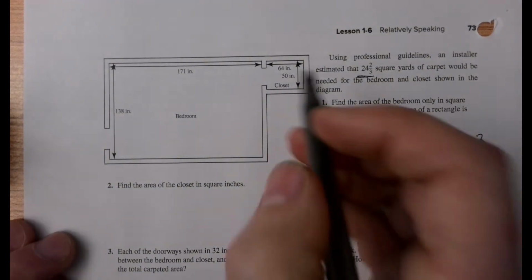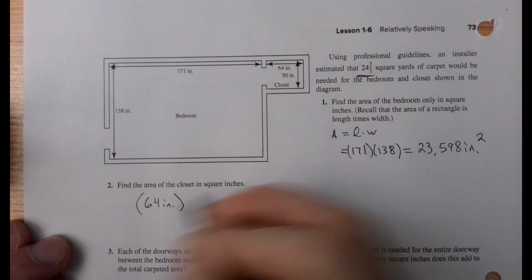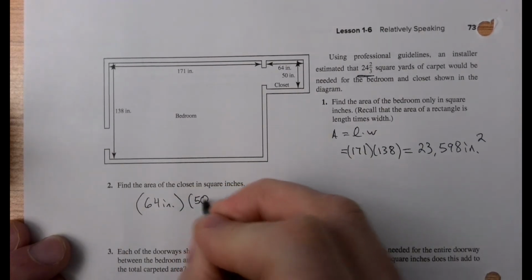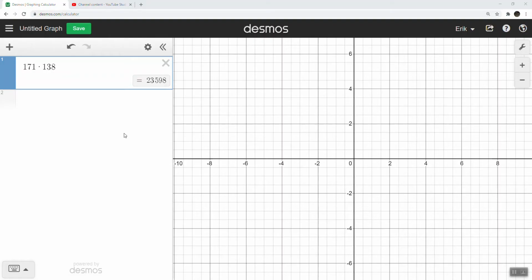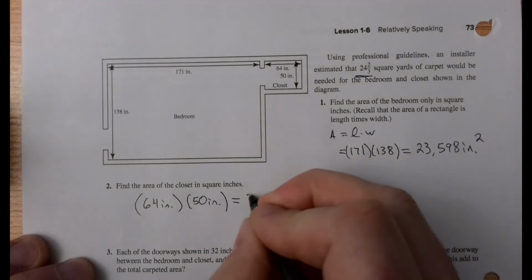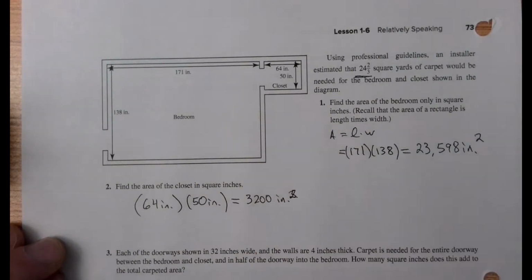Then the closet, we're going to do the same thing. That's just 64 inches. I probably should have put the units above as well, just for clarity. So 64 times 50. Let's check that calculation in Desmos. 64 times 50, 3,200 square inches, which we would write as inches squared.